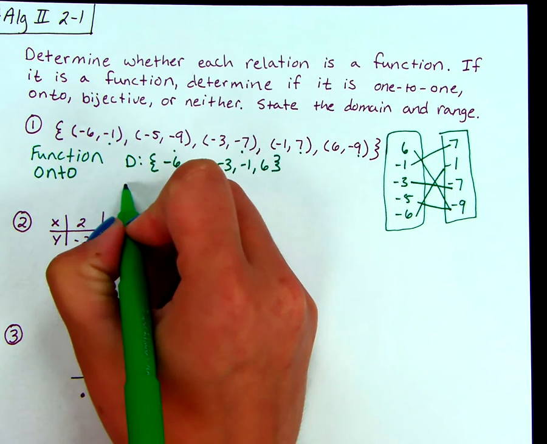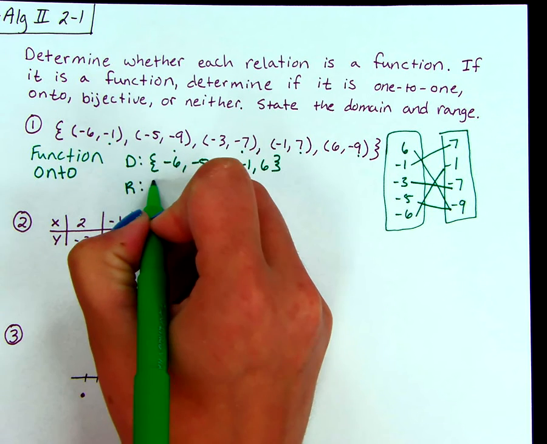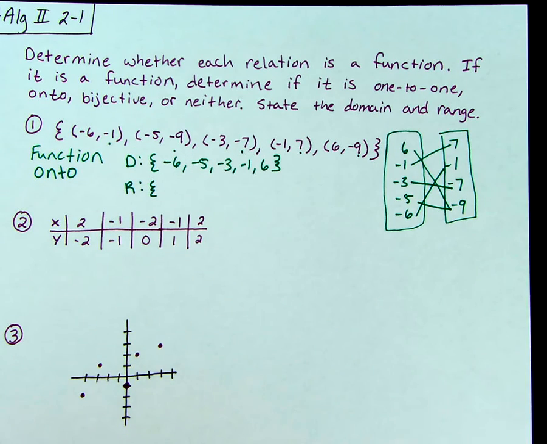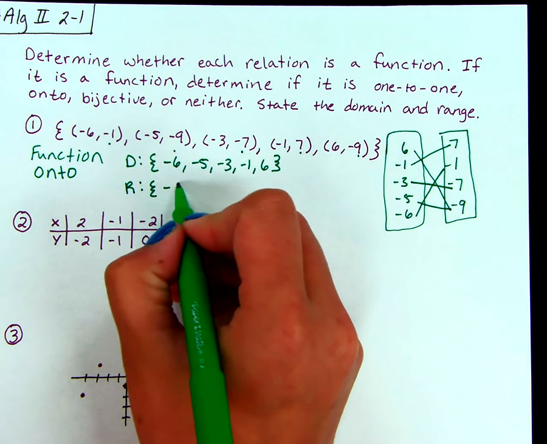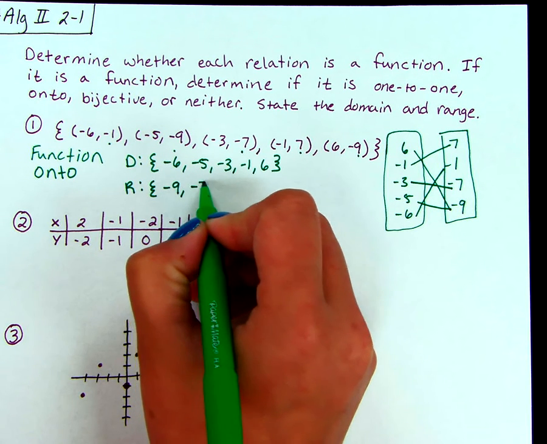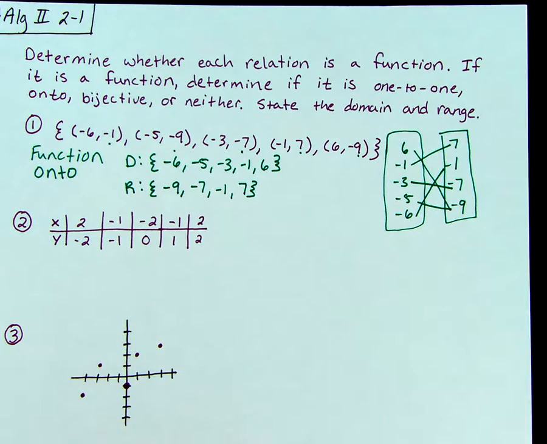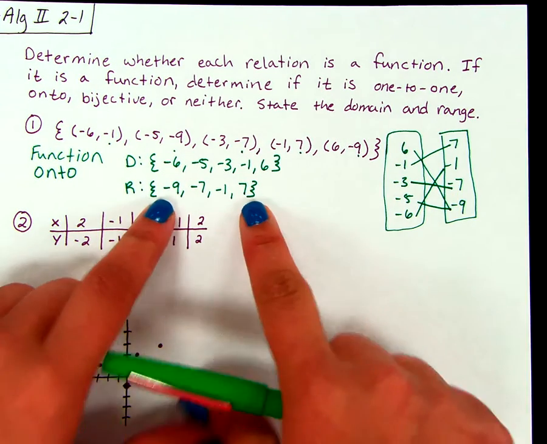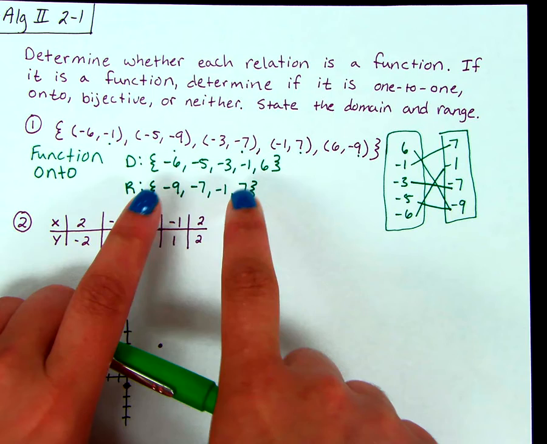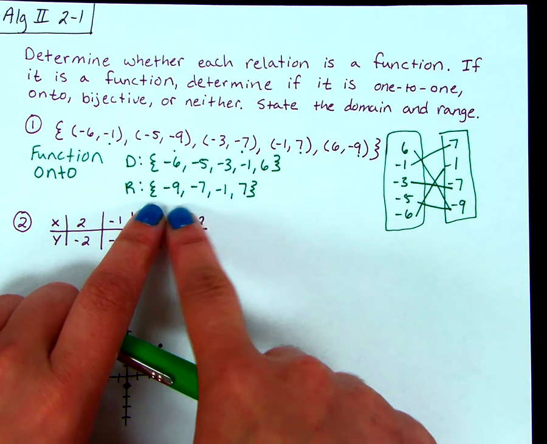And then range is going to be the same idea. It's just a list of our y values. So again, we want to start with the smallest number, so that's going to be -9, and then -7, -1, +7. Okay, so we have our domain and range listed. And again, you need to remember to include those little curly brackets because that tells us that this set of numbers belongs together.